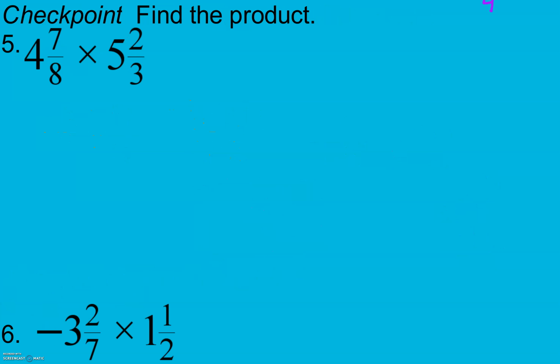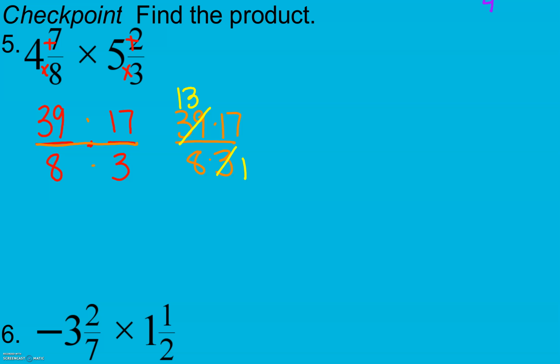Here we're going to find the product. So again, I'm going to switch from mixed numbers to improper fractions. 8 times 4 plus 7 gives me 39 over 8. Times 5 times 3 plus 2, 17 over 3. With fractions, we multiply straight across, so we take numerator times numerator over denominator times denominator, and we try and reduce if we can. 39 and 3 have a common factor of 3, so if I divide by 3 on both of them, I get 13 and 1.